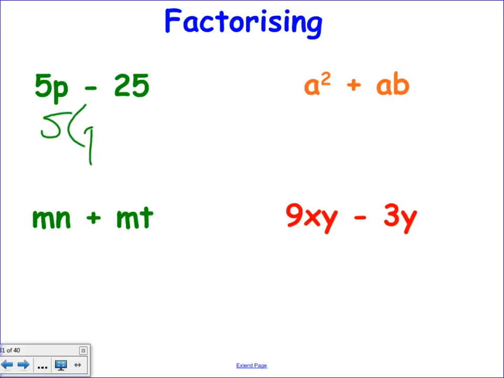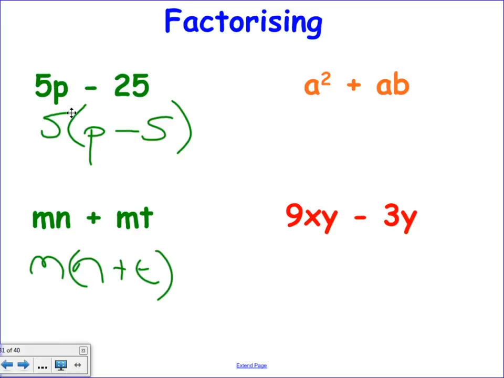P. Because 5 times p gives me my 5p. Put in your minus sign. What do I multiply by 5 to get 25? 5. Good. It's actually easier with letters. I've got mn plus mt. What's common to both? What do I multiply by m to get mn? What do I multiply by m to get mt? See how it's easier with letters for some reason.